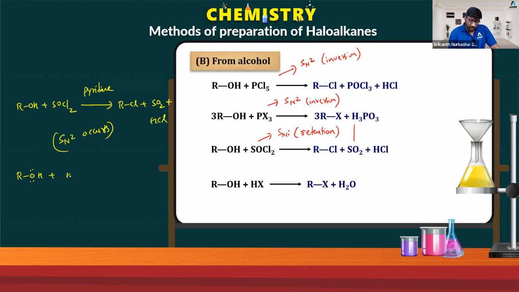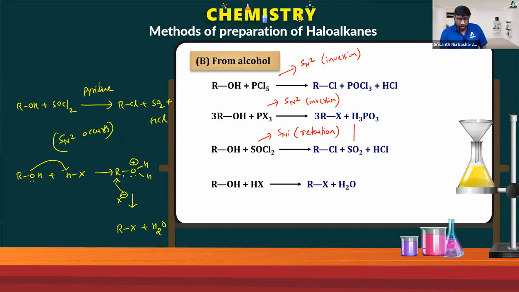Alcohol plus HX. The lone pair of electrons on oxygen attacks the hydrogen, generating ROH2 plus and X minus. The halide ion will act as a nucleophile. It will try to attack the electrophilic carbon, generating RX plus H2O. Here two things can happen. The halide ion can attack in the SN2 manner or the SN1 manner. When will it attack in the SN2 manner?